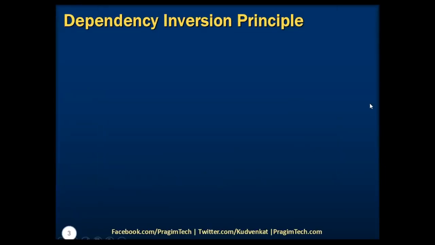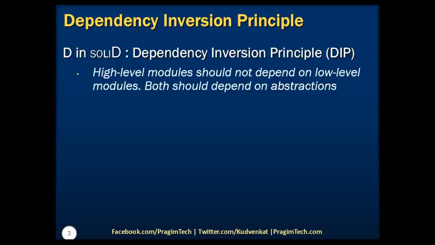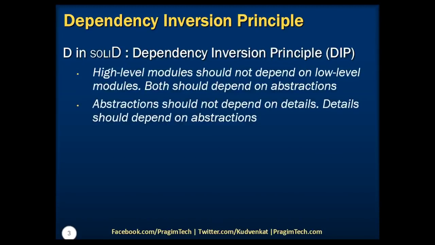In the first session of the SOLID introduction, we understood that D in SOLID is the acronym for dependency inversion principle, which is also known as DIP. The dependency inversion principle, introduced by Robert C. Martin, states that high-level modules should not depend on low-level modules, but both should depend on abstractions. It also states that abstractions should not depend on details, but details should depend on abstractions.